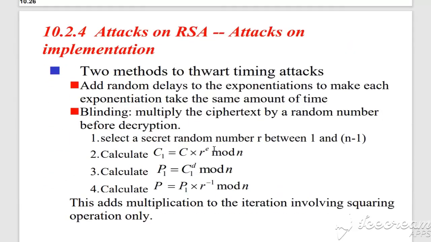Here there are two methods to stop the timing attack. First, we can add a random delay to the exponentiation to make each exponentiation take the same amount of time. The second is blinding. We can multiply the ciphertext by a random number before the decryption.